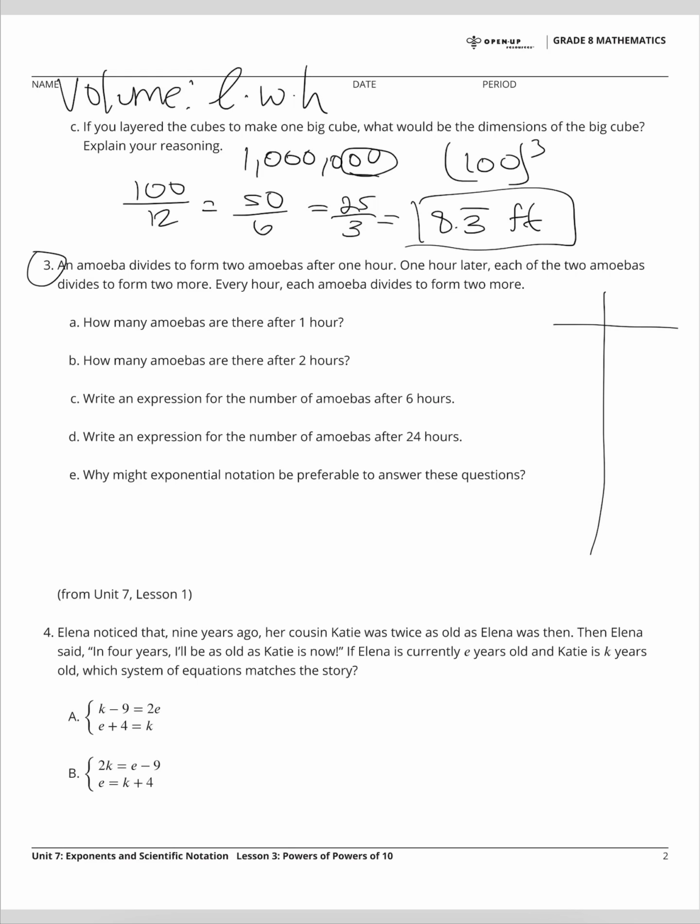An amoeba divides to form two amoebas after 1 hour. So here's time. Here's number of amoebas. So after 1 hour, there's two. After 2 hours, each of those will double. So I know there's four. After 3 hours, they will double. There's eight.